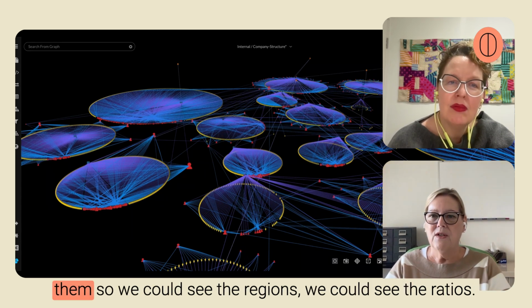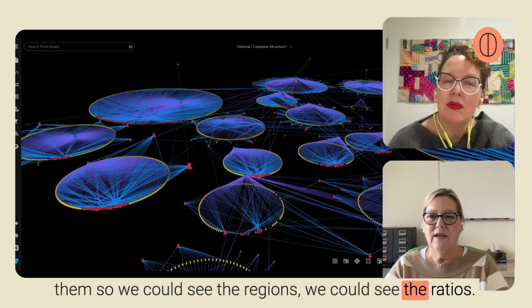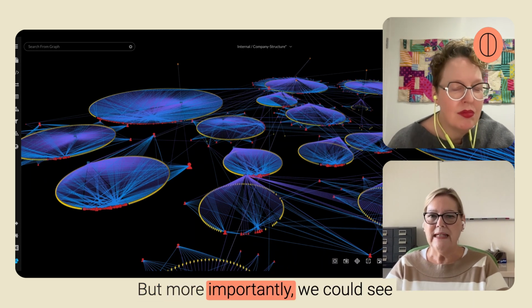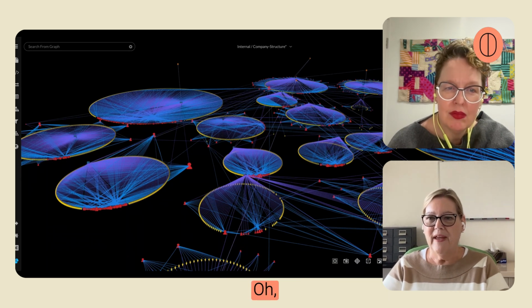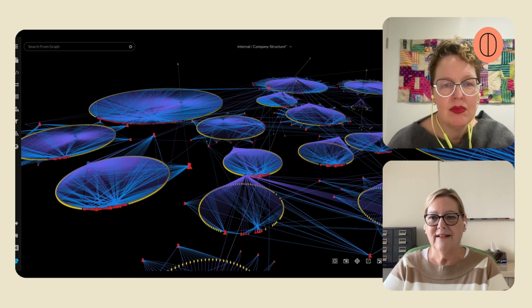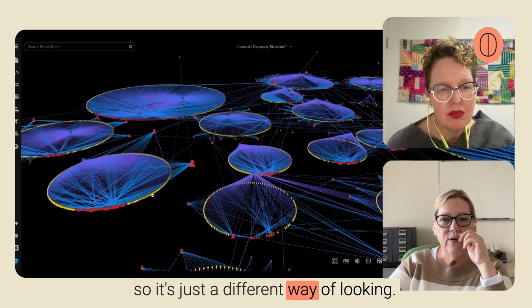So the visualization helped to put that spreadsheet, which they had to make a decision on, in a better context for them. So we could see the regions, we could see the ratios, but more importantly, we could see what regions interact with others. You can't see that from the spreadsheet. So it's just a different way of looking.